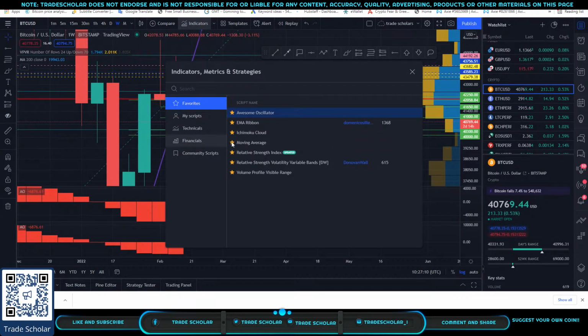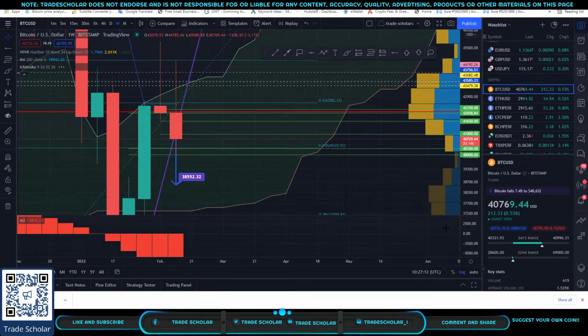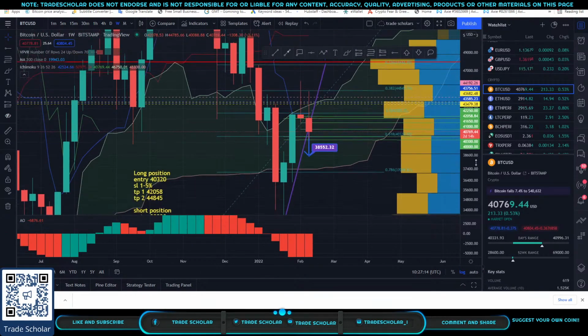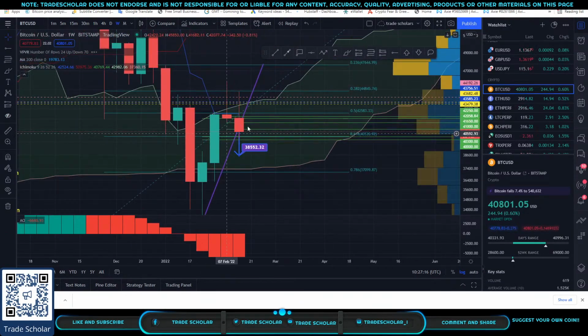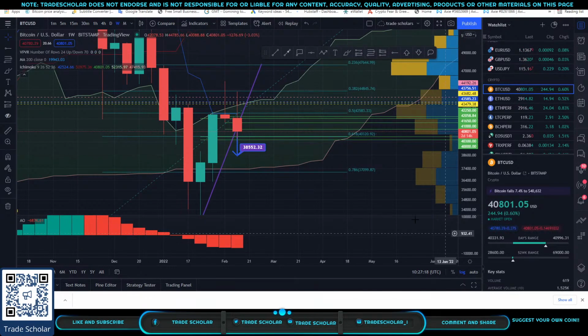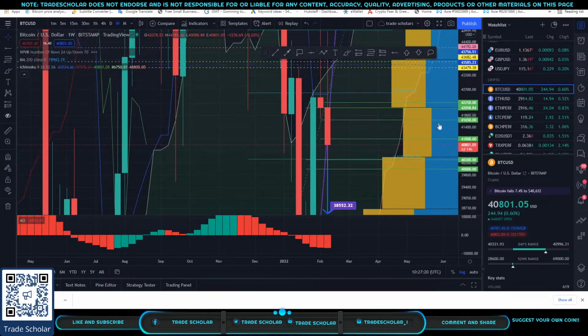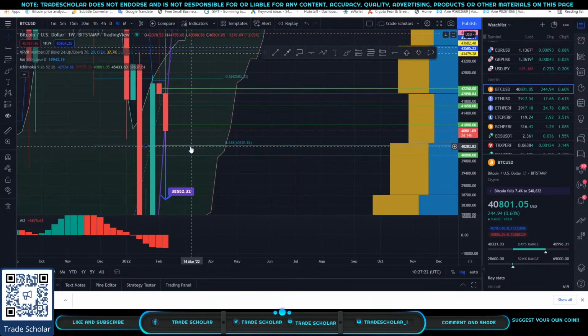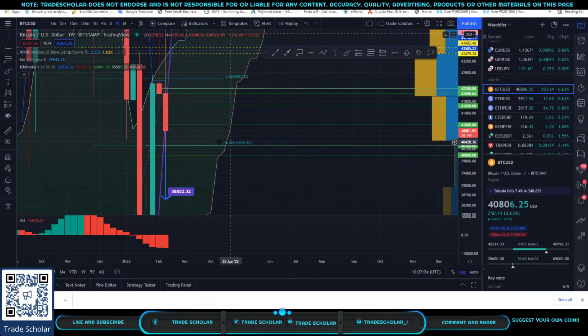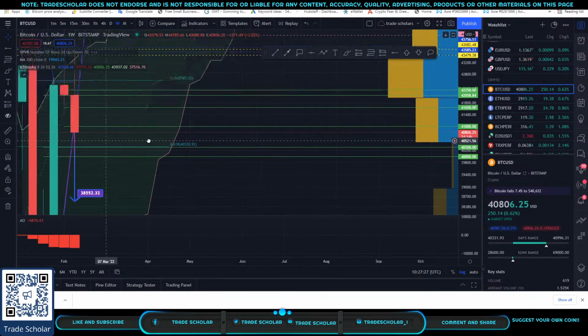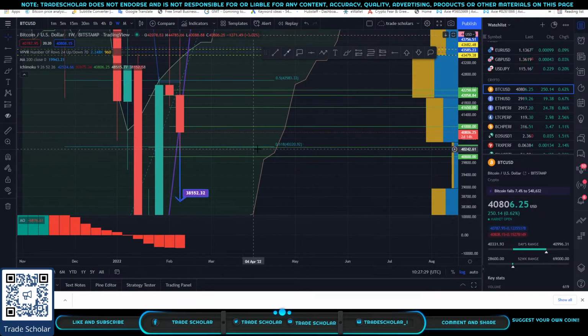Oh, sorry, the Ichimoku cloud. Okay, in our Ichimoku cloud, we are already inside the cloud. In our weekly time frame, we are inside the cloud, but we are bouncing perfectly in 0.618. That's where our bounce stopped in 0.618. This is a good bounce right here.